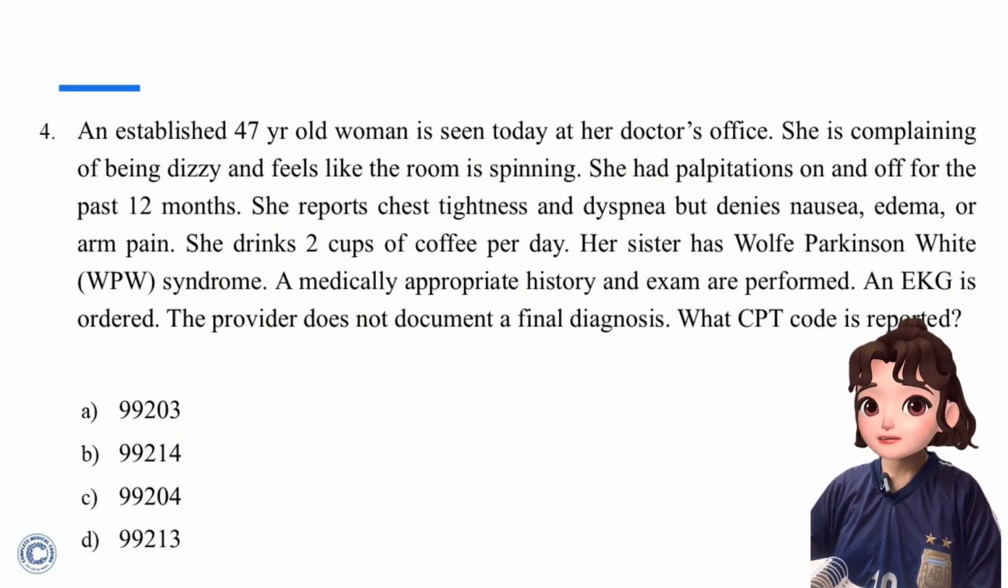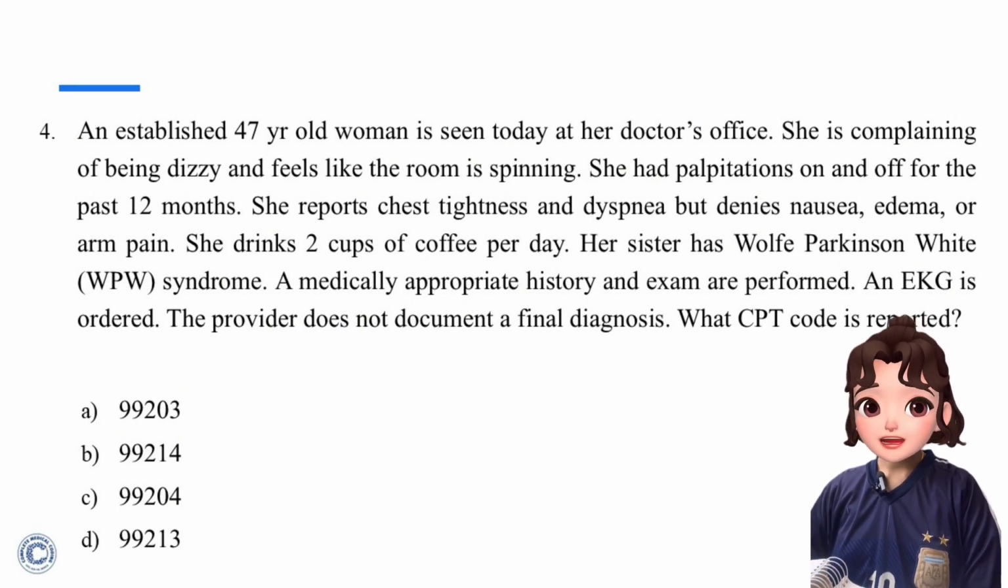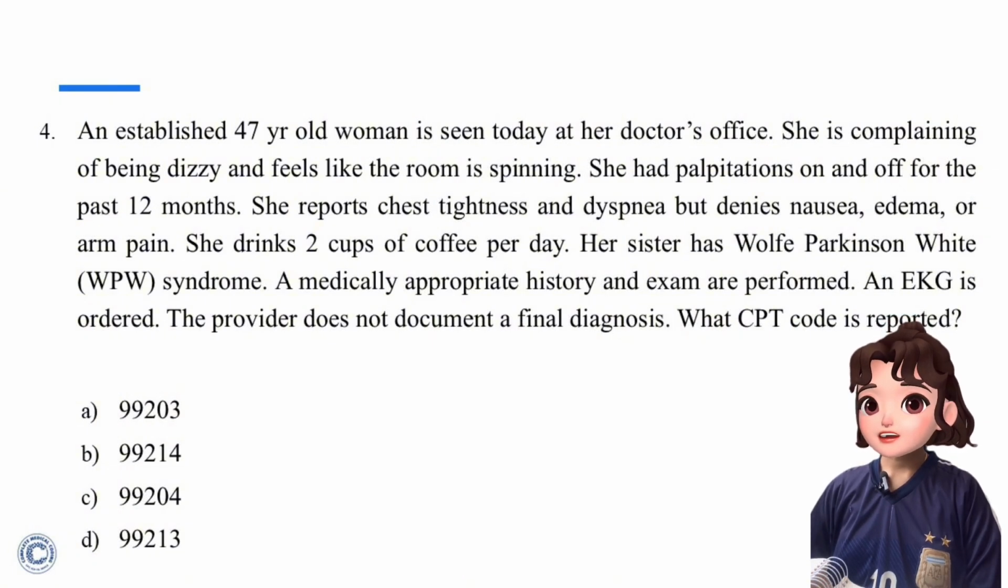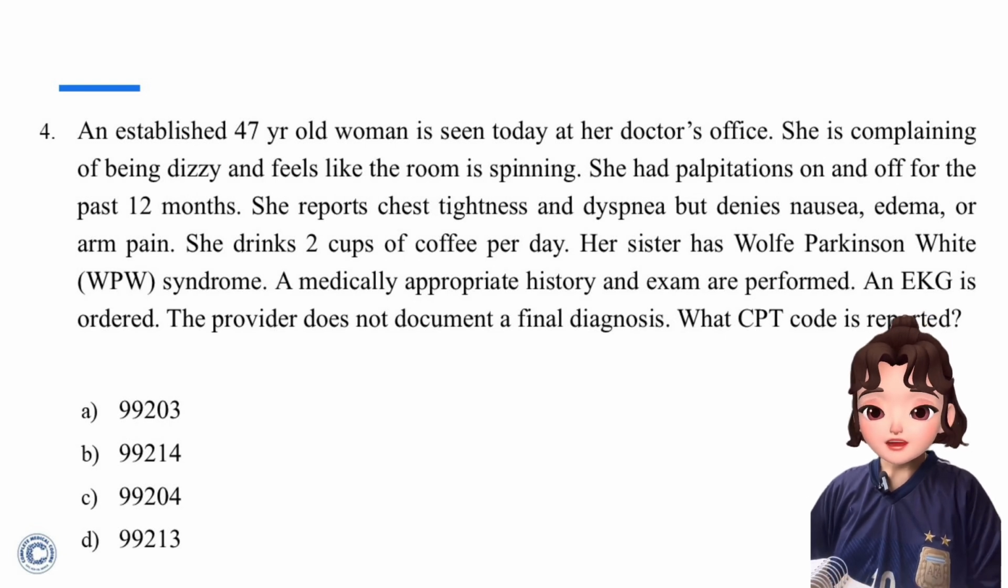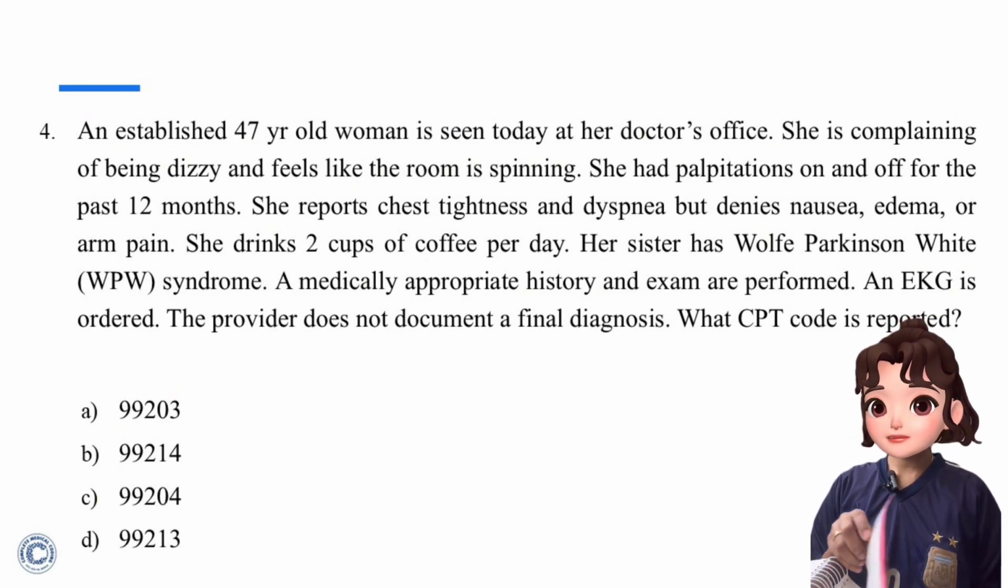So this is a direct E&M code. Established, it's mentioned there, established patient. Okay, she's complaining of being dizzy and then she had palpitations on and off. Then she had chest tightness and dyspnea. All these were there. Appropriate medical history and examination was performed. EKG is also ordered. So accordingly, you have to find out the answer for the E&M code. Okay, what is the first code?